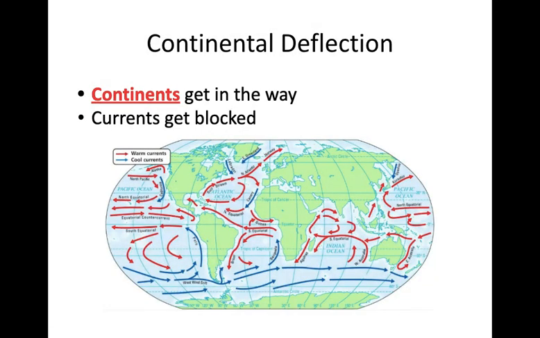Now, if we didn't have any land, it would be much easier to understand how ocean currents work. But because we have land, these continents get in the way, and our currents end up getting blocked. This is called continental deflection.